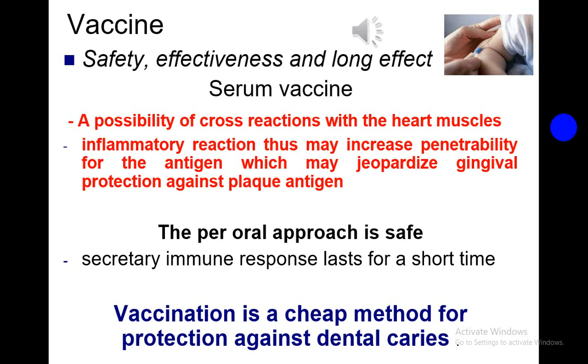While the stimulation of secretory immunoglobulin A, although it is safe, only lasts for a short period of time.